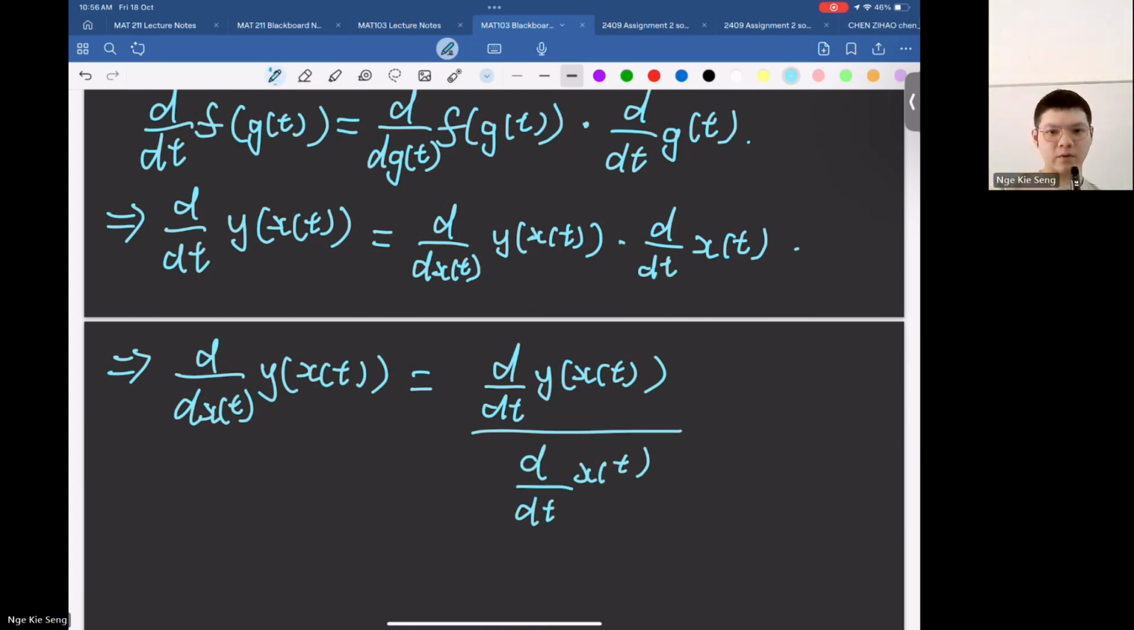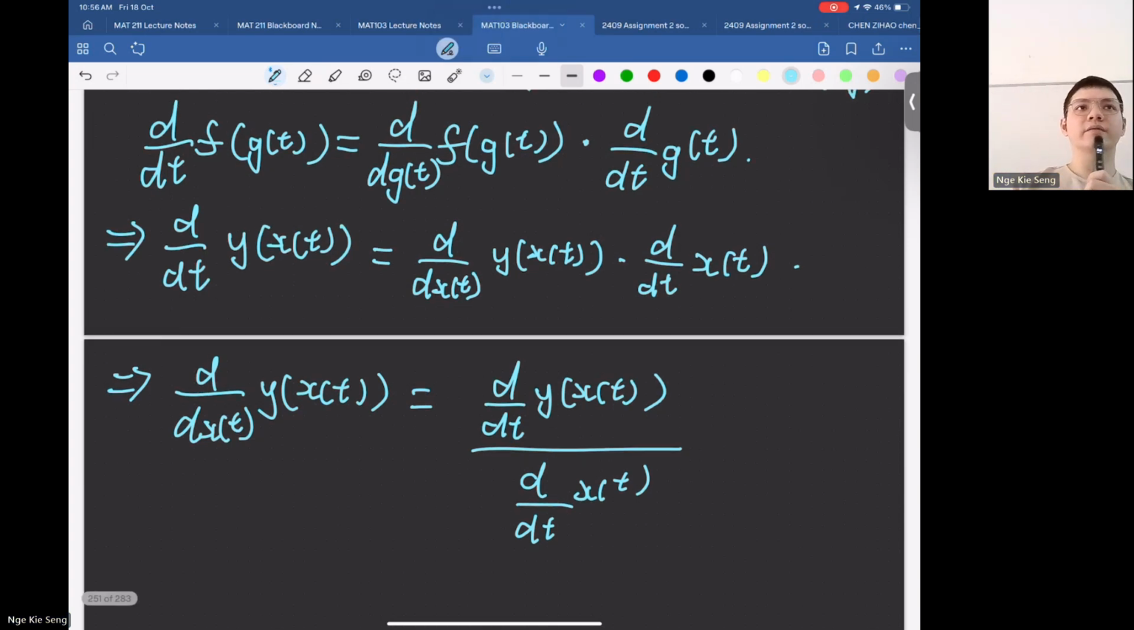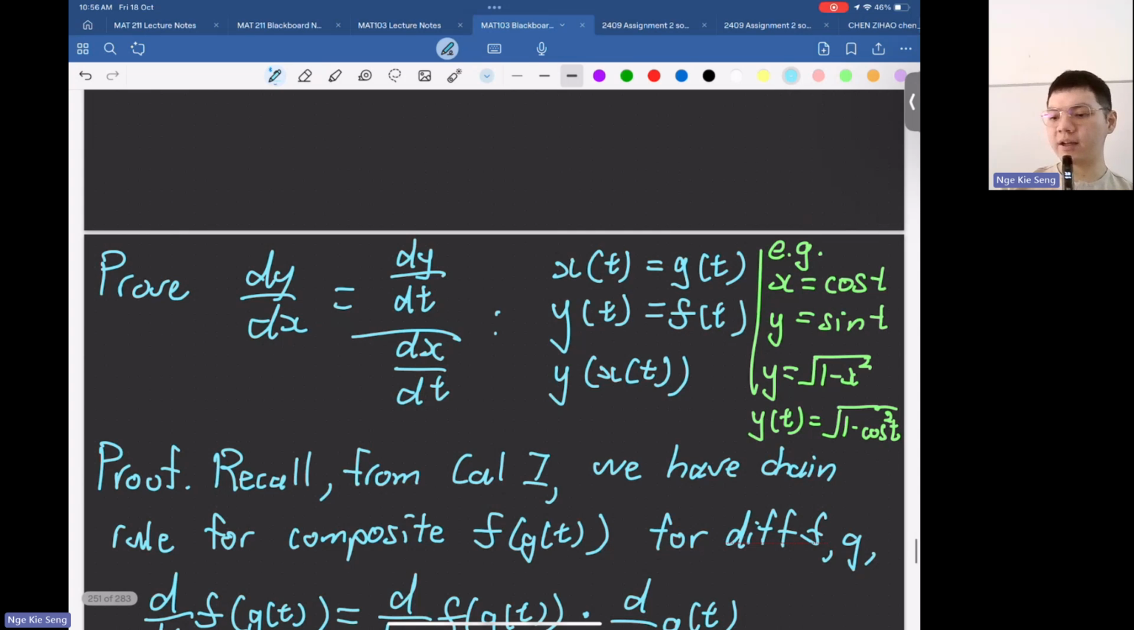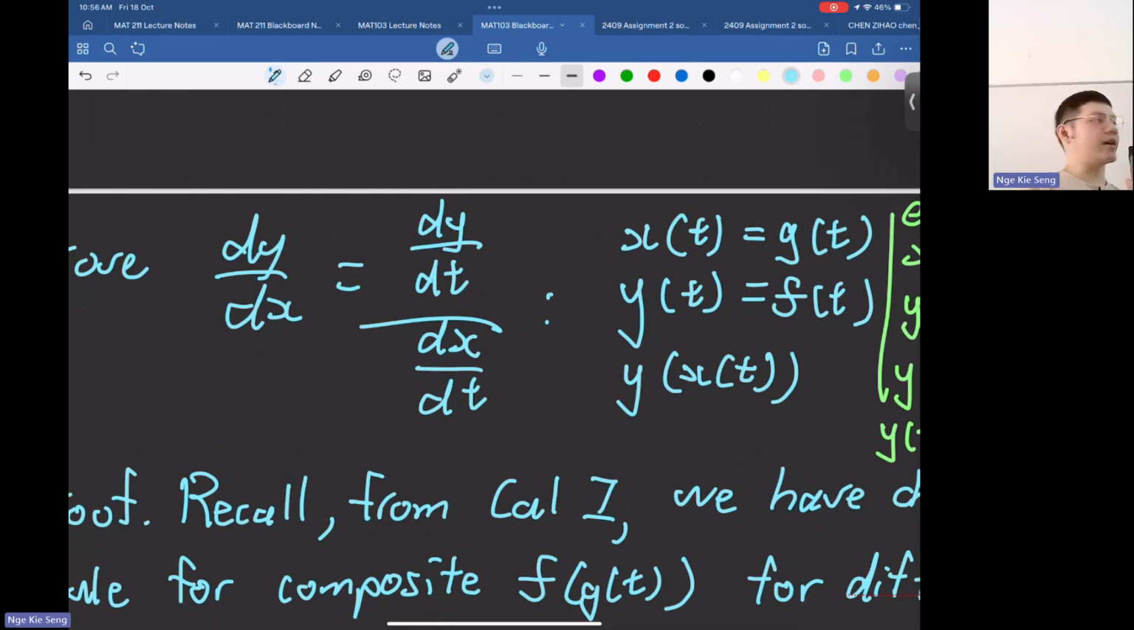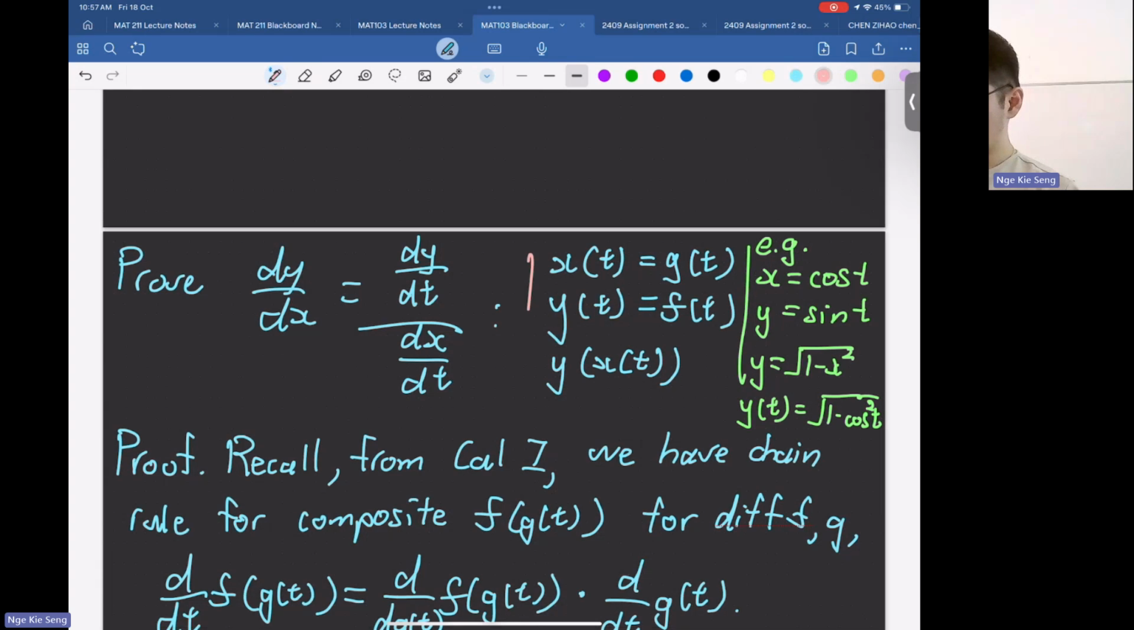Any questions so far? So you can freely use this formula next time, whenever you have a parametric curve like this part here.